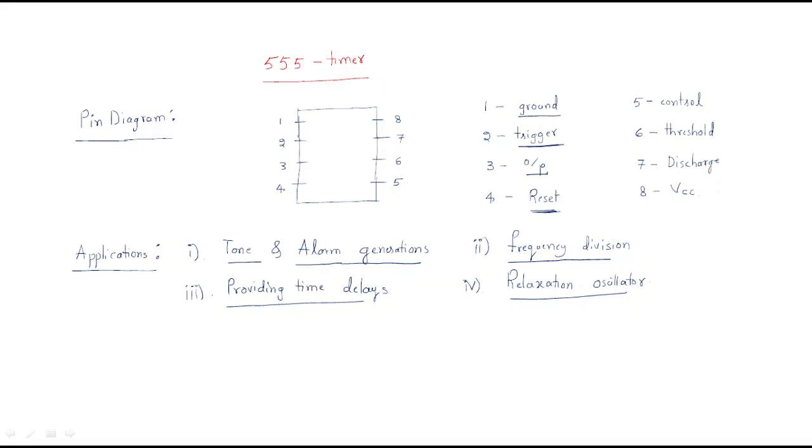Next, fifth is the control pin, which is useful to control the 555 timer. Sixth is the threshold pin. In order to operate the 555 timer, a minimum value is required; that is the threshold pin. Next is the discharge pin, which is useful for discharging. And the last pin is VCC, which is nothing but the supply pin.